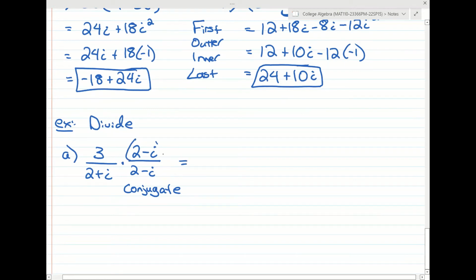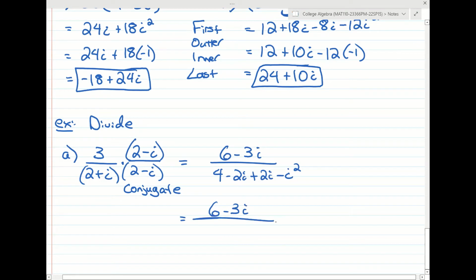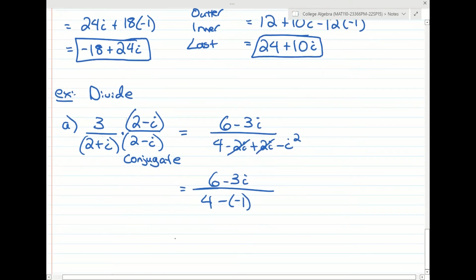So if we go ahead and multiply, we don't care what goes on in the numerator. This would just be 6 minus 3i. In the denominator, we get 4 minus 2i plus 2i minus i squared. Just as it's supposed to, the i's cancel out. What did we say i squared was? Negative 1, right? So we're subtracting negative 1. The final answer would just be 6 minus 3i over 4 plus 1, which is 5.